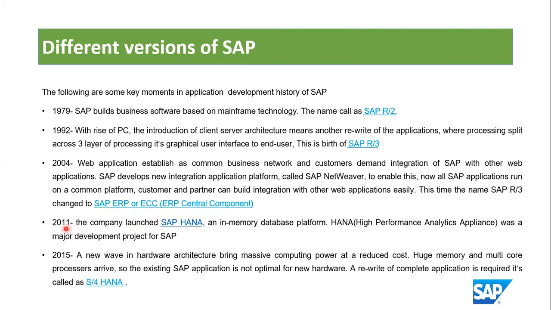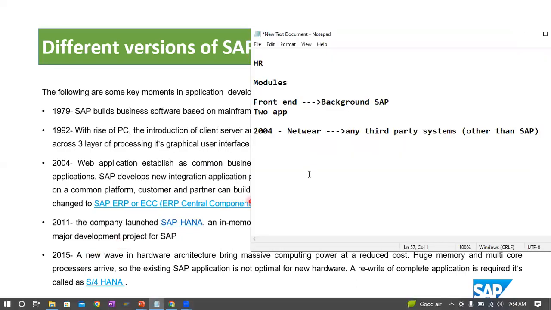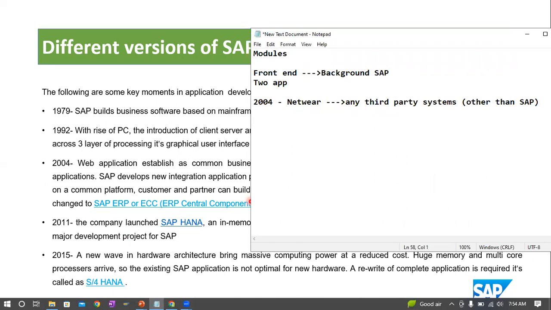And in the year 2011, the company launched S4HANA. S4HANA is nothing but a new in-memory database platform. HANA stands for High Performance Analytic Appliance. It is a major development from SAP. SAP ERP is also one type of application, right? It is a software application.